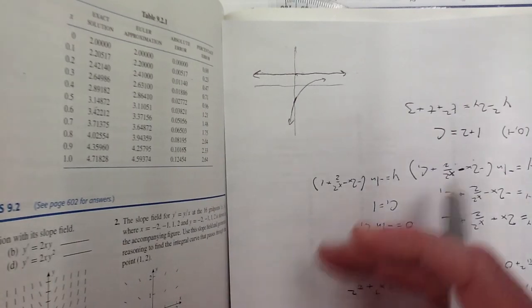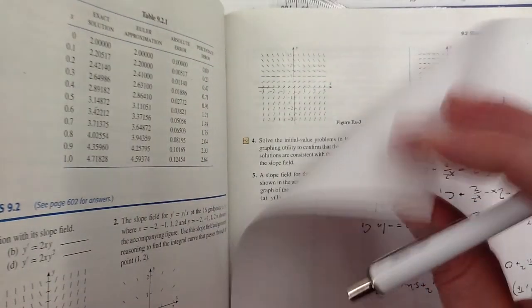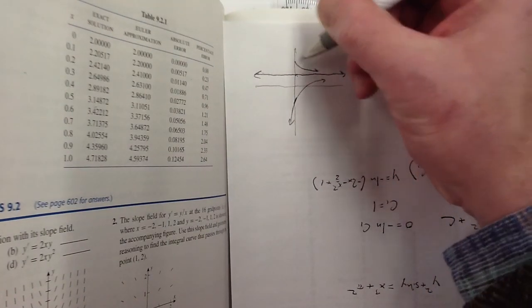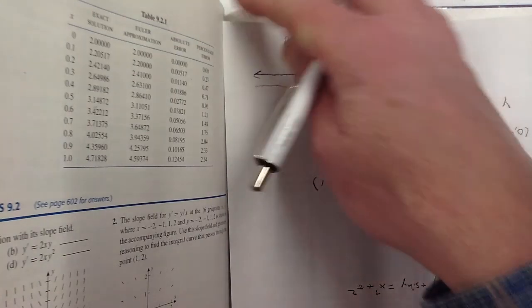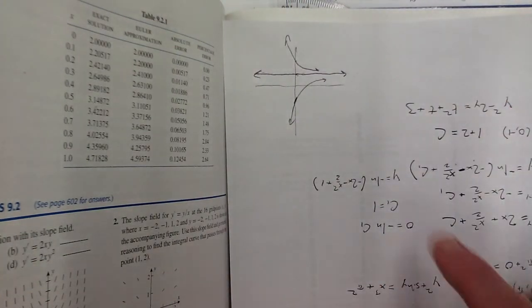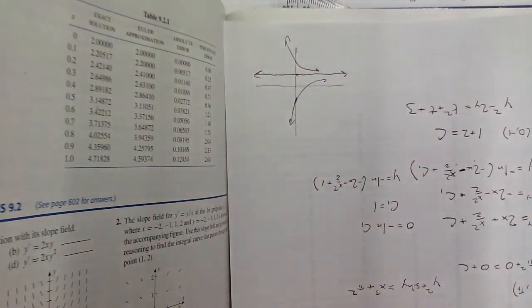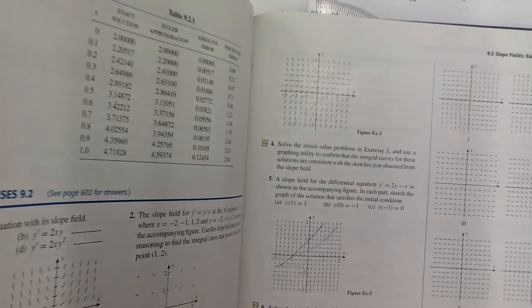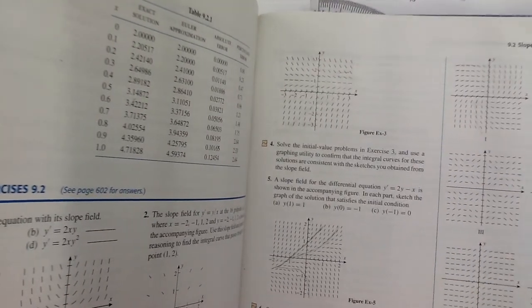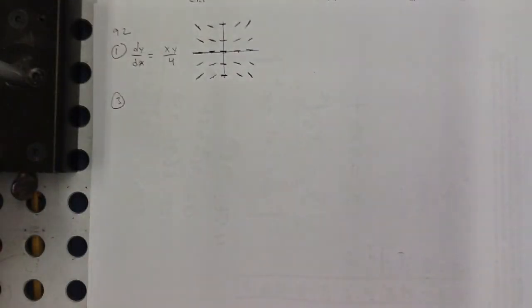And then what about 0, 2? At 0, 2, looks like we're here, and now we're coming down to that asymptote. So that looks good. So those are 3 curves in the family of the solutions for this. All right. What do we have next?